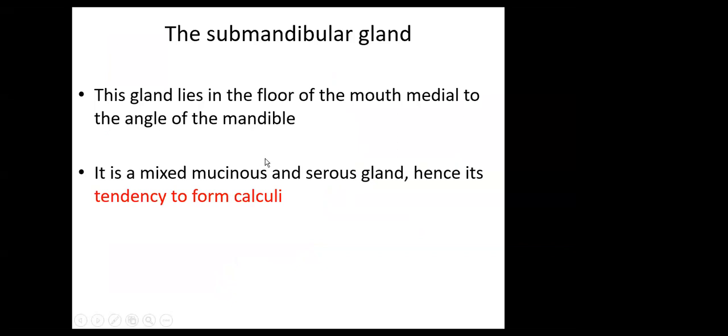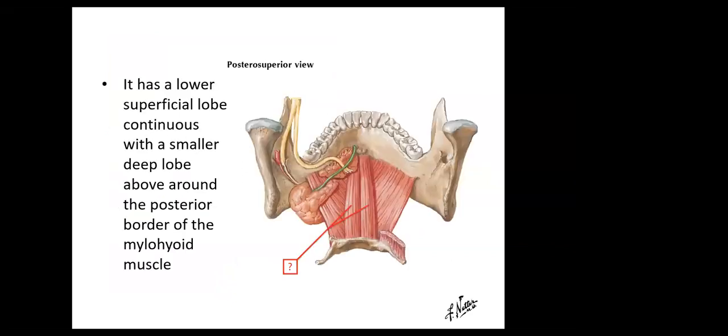The submandibular gland. This gland lies in the floor of the mouth medial to the angle of the mandible. It is a mixed mucinous and serous gland, so it has a tendency to form calculi. It has a lower superficial lobe continuous with a smaller deep lobe above and around the posterior border of the mylohyoid muscle. So the submandibular gland is divided into superficial and deep lobes by the mylohyoid muscle.